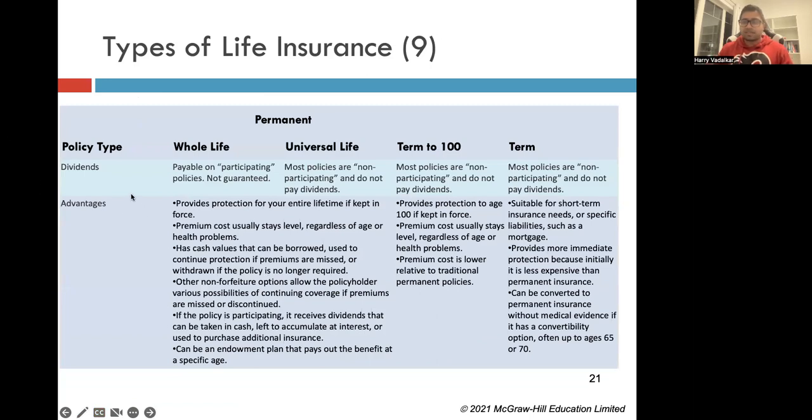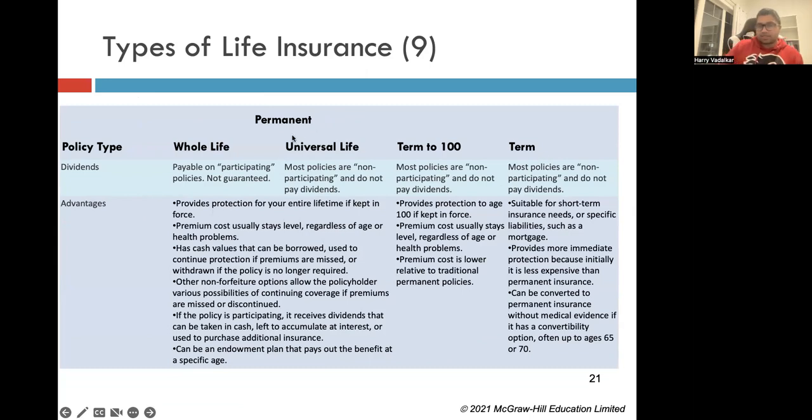Dividends, it's important to understand. Dividends are paid if the insurance company does well. Dividends are generally paid in whole life policies if the insurance company is doing well. You're a part of that company, so you get paid. Universal life also, most policies are non-participating and do not pay dividends. They just pay investment income. Term policies don't pay any dividends. Term to 100 as well as term.